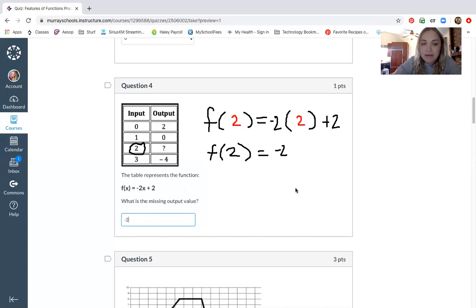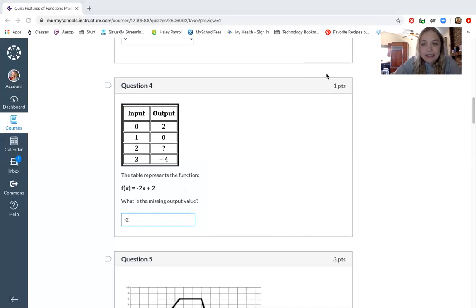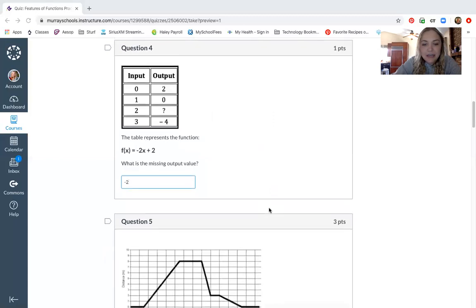Any questions on a problem like this? Give you a second to type in if you've got a question. If not, I'm going to start clearing this and I'm going to slide down to the next question.